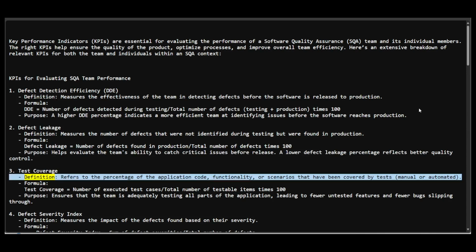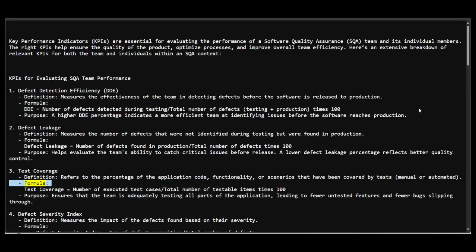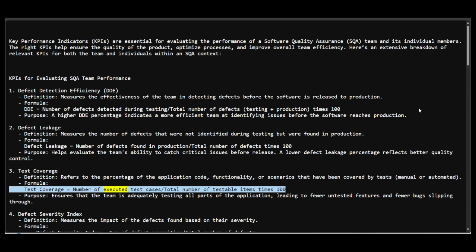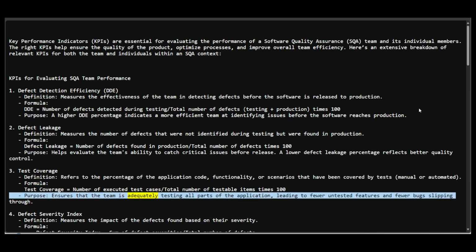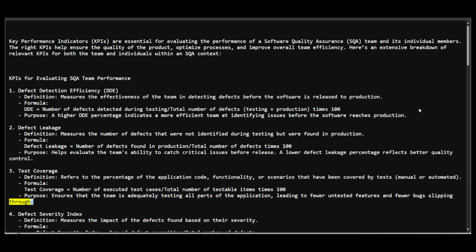3. Test coverage. Definition: refers to the percentage of the application code, functionality, or scenarios that have been covered by tests, manual or automated. Formula: test coverage equals number of executed test cases / total number of testable items times 100. Purpose: ensures that the team is adequately testing all parts of the application, leading to fewer untested features and fewer bugs slipping through.